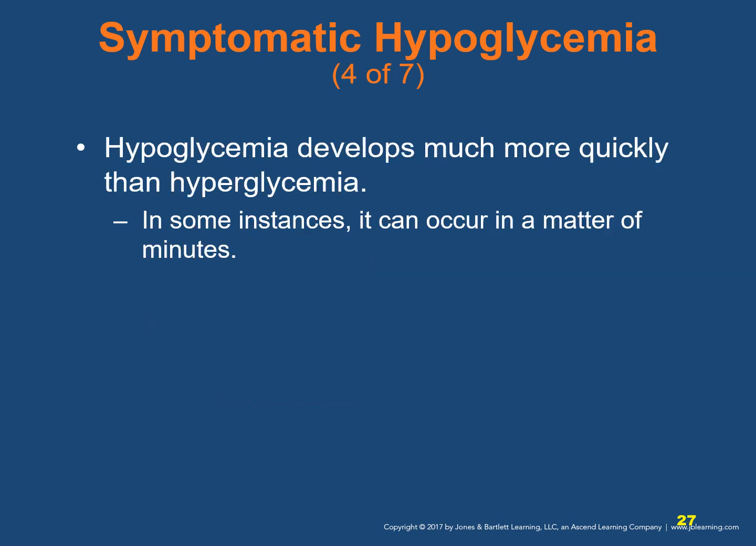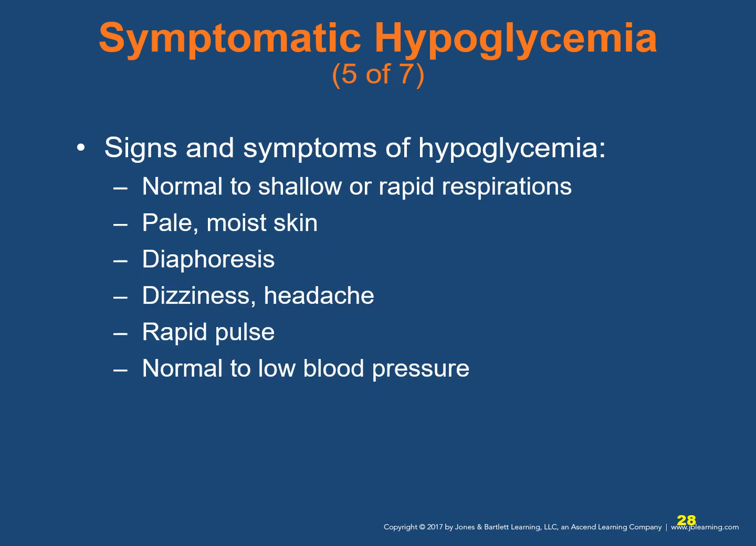Hypoglycemia develops much more quickly than hyperglycemia. In some instances, it can occur in a matter of minutes. Signs and symptoms of hypoglycemia are normal to shallow respirations, pale, moist, and clammy skin, diaphoresis, which is really heavy sweating, dizziness and headache, rapid pulse, and they can have normal to low blood pressure.